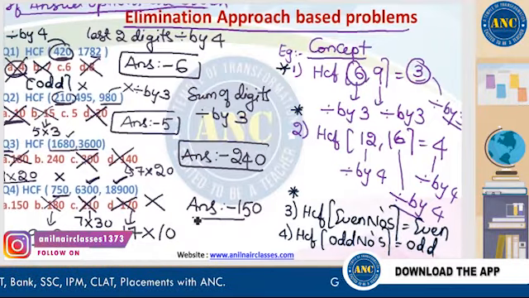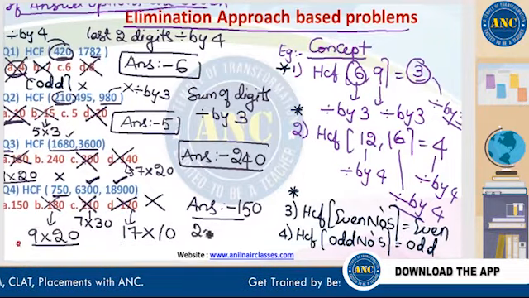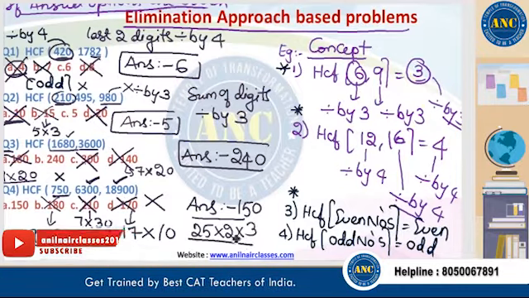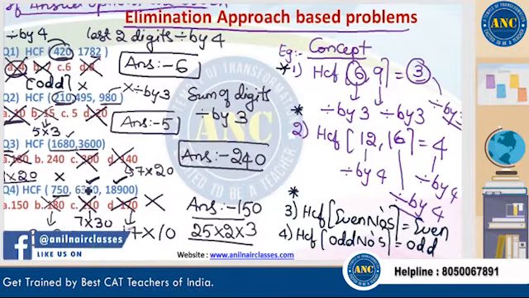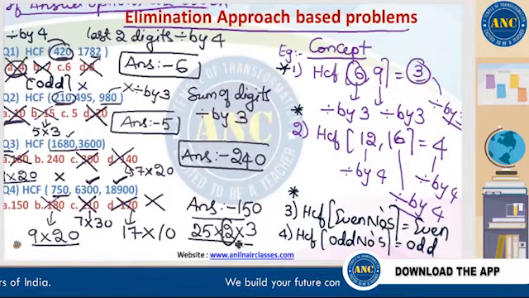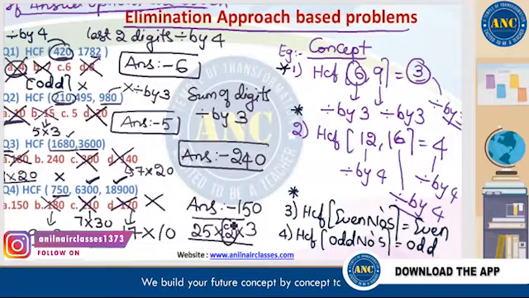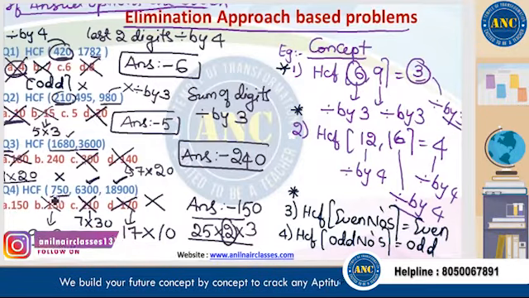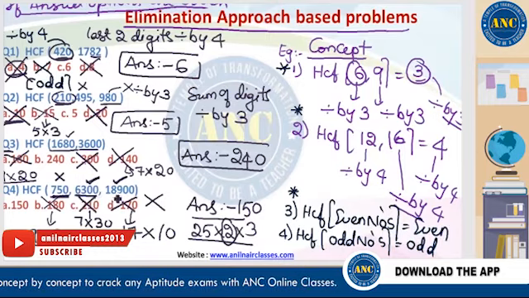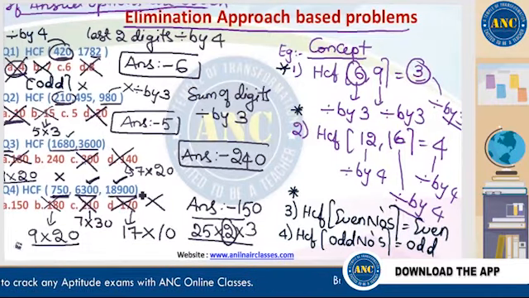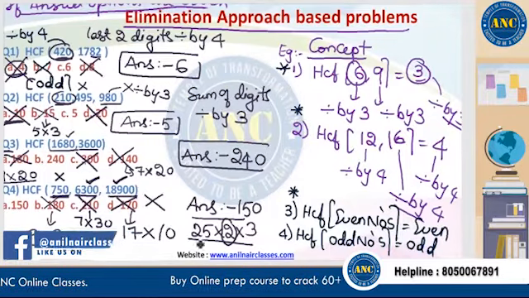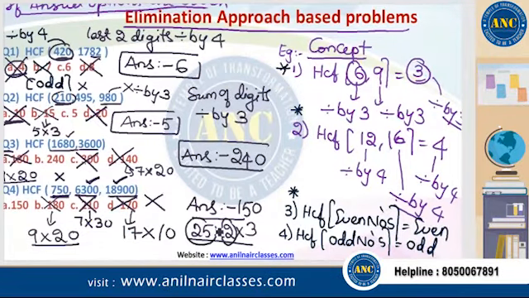150 is nothing but 25 into 2 into 3. The answer will have 2 because these are even numbers, and the HCF of even numbers is an even number. So the answer will be divisible by 2. The answer will be divisible by 3 because 750, 6300 and 18,900 are all divisible by 3. So the answer is also divisible by 25.